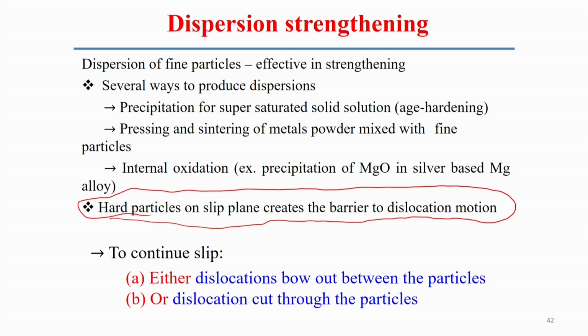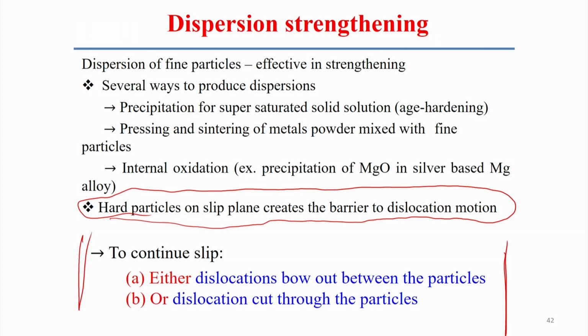Now, to continue the slip, two possibilities are there: either the dislocation bows out between the particles, or the dislocations cut through the particles. Let us see these two possible ways to continue the slip. What is the mechanism responsible for whether it bows or it simply cuts the particles?